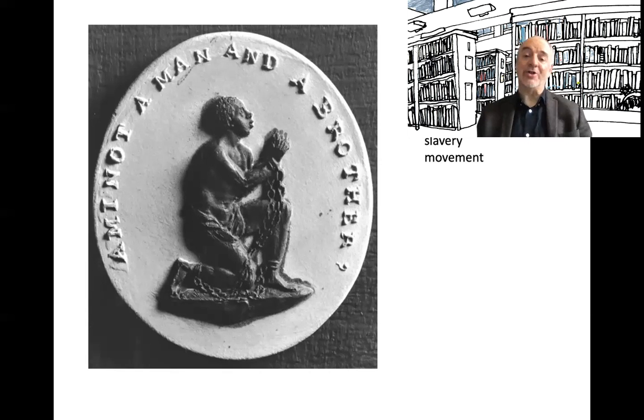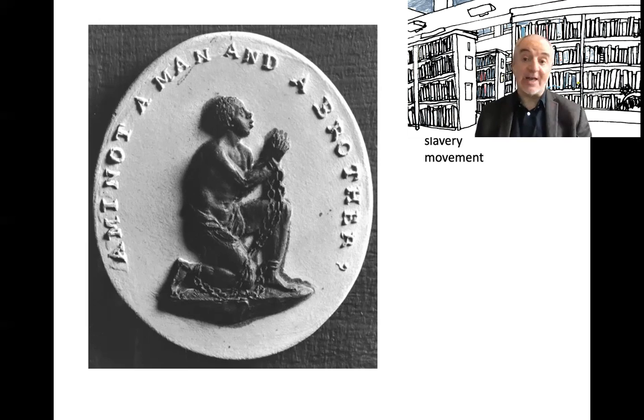And they were at the origin. The movement in Britain was at the origin of what may be the first political logo. This one of the slave in chains with the slogan, "Am I not a man and a brother?" So a vaguely Christian slogan saying that slaves ought to be treated like human beings.